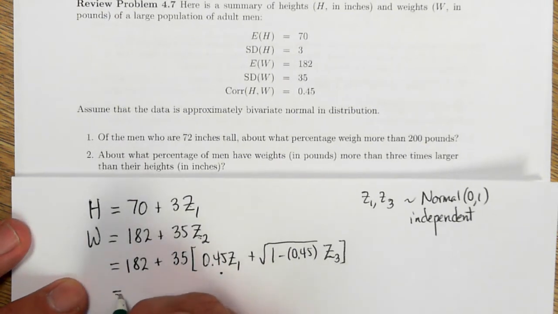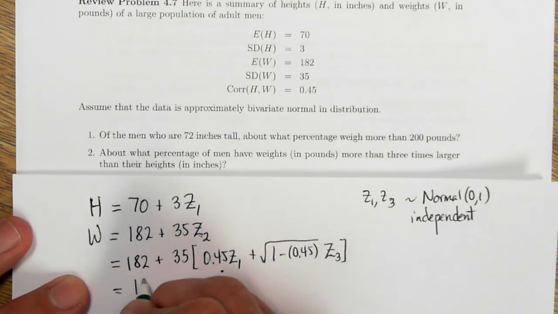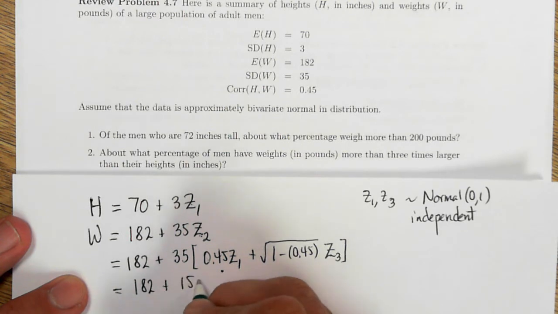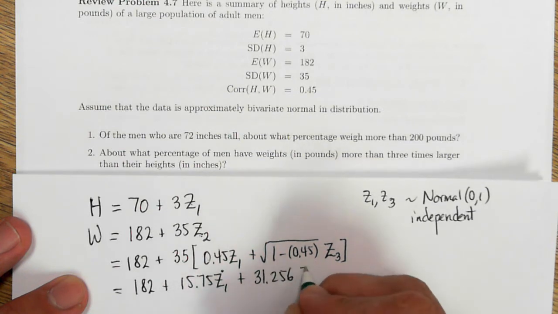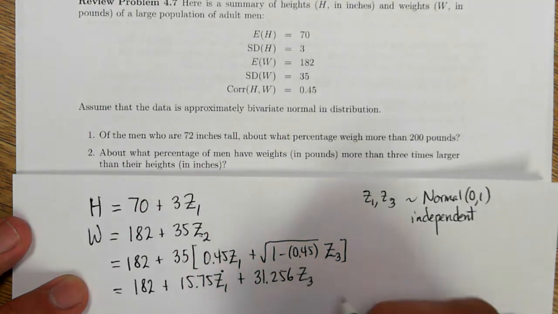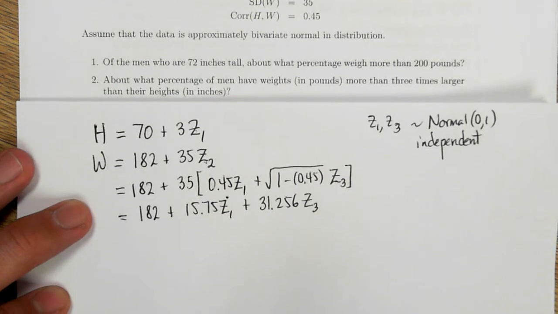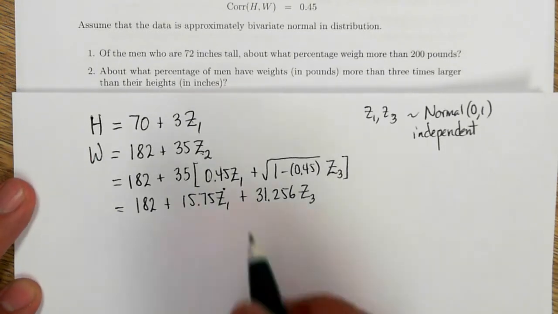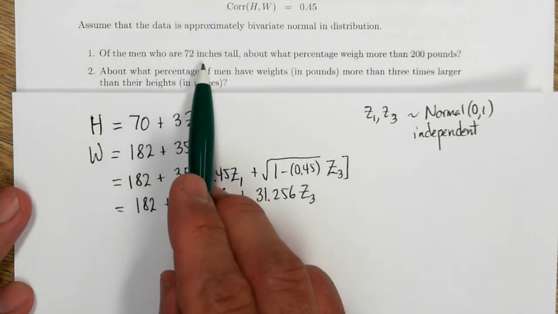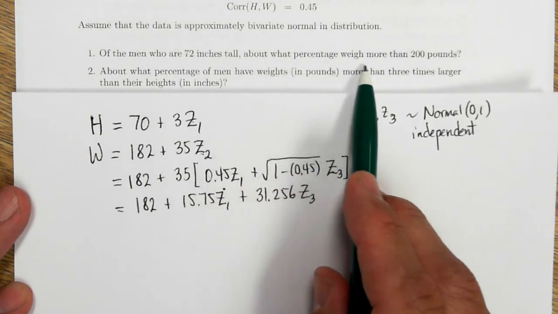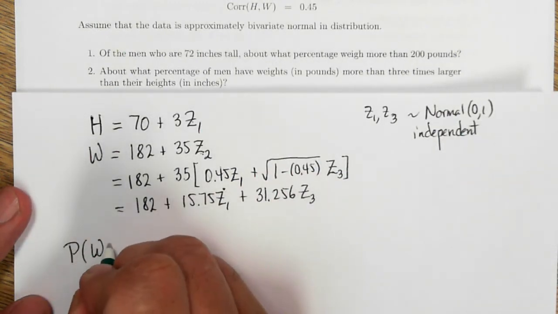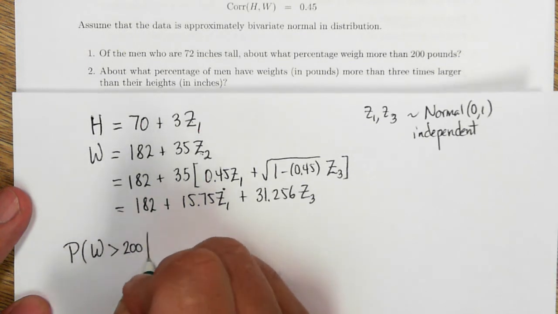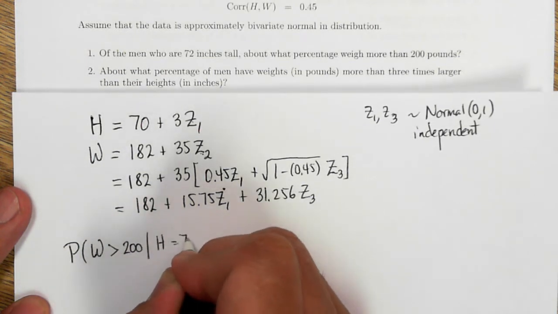Okay, so doing the arithmetic, this is 182 plus 15.75 times z1 plus about 31.256 times z3. Okay, so the question is, of the men who are 72 inches tall, about what percentage weigh more than 200 pounds? So I want the probability that the weight is more than 200 pounds, given that h is equal to 72.